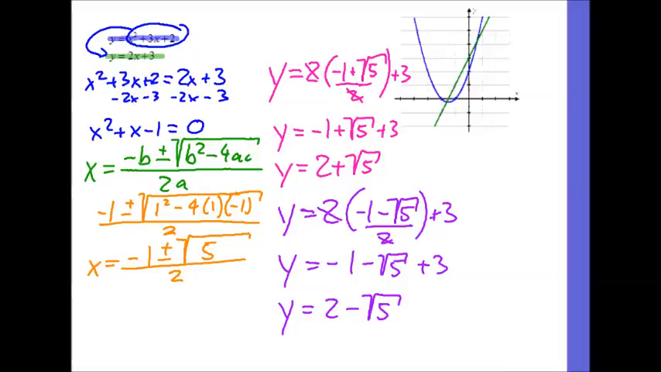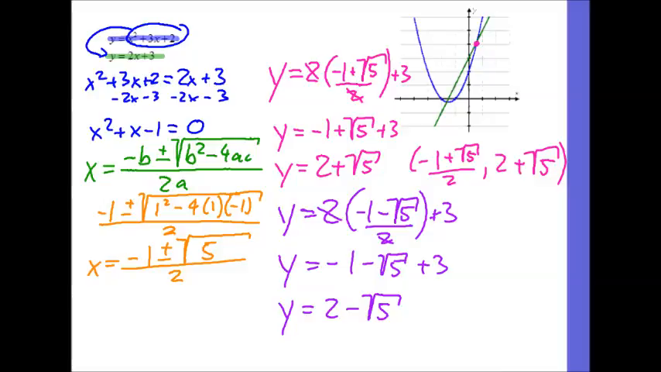So our first solution up here has the coordinates -1 plus the square root of 5 all over 2 and 2 plus the square root of 5. Looking at those values, we're not entirely sure if the x is going to end up being a positive or a negative number, but we certainly know that the y is a positive number, so that has got to be this point up here.